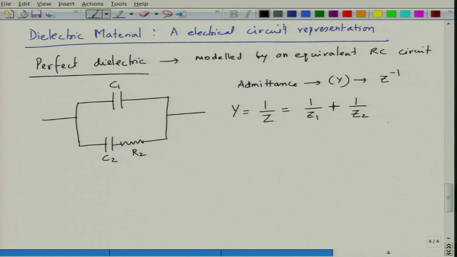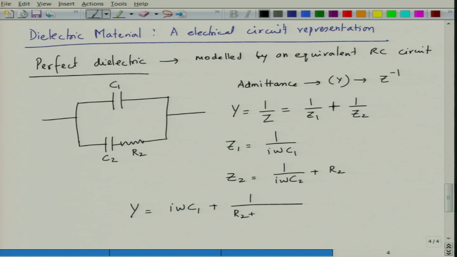So, this Y is 1 over Z1 plus 1 over Z2, and what is Z1? Z1 is for this one. Here you only have a capacitance C1, so this will become 1 over i omega C1. And what is Z2? Z2 will be 1 over i omega C2 plus R2, right. So, admittance can be written as i omega C1 plus 1 over R2 plus 1 over i omega C2.